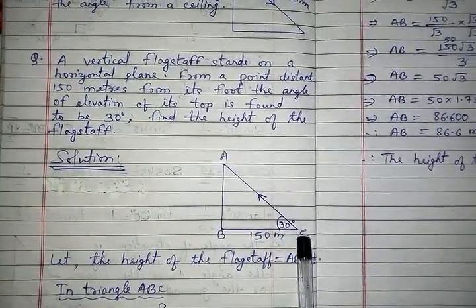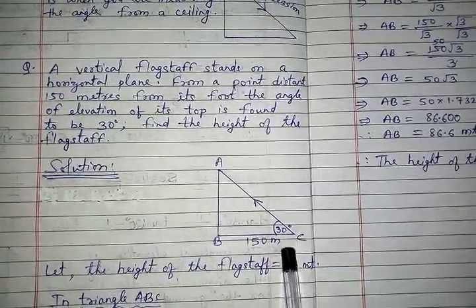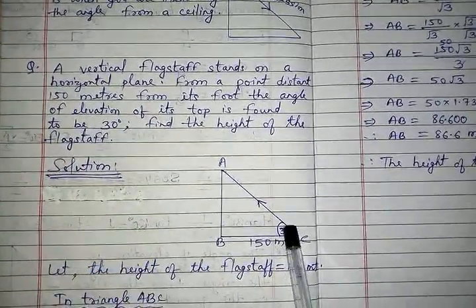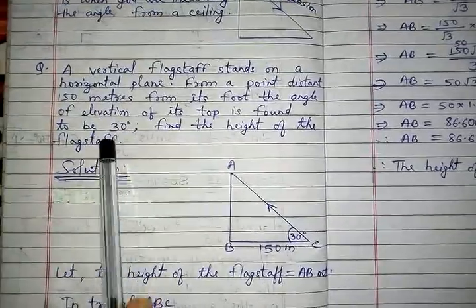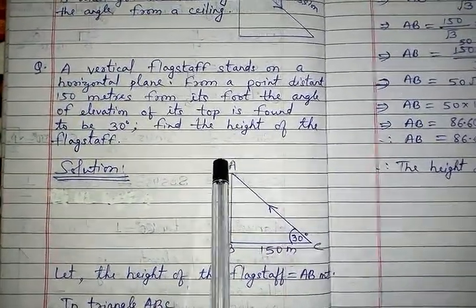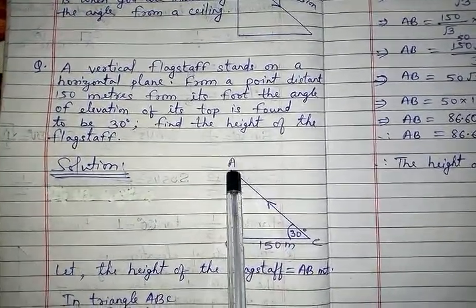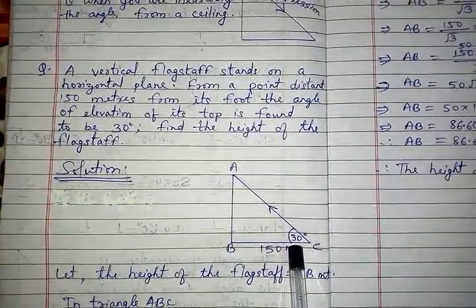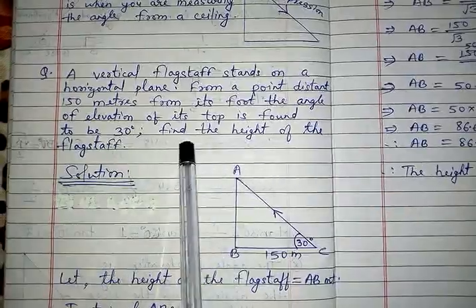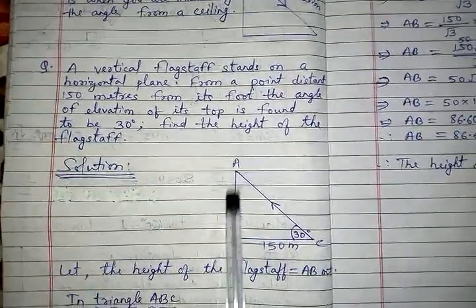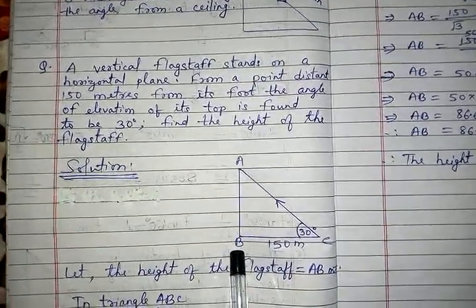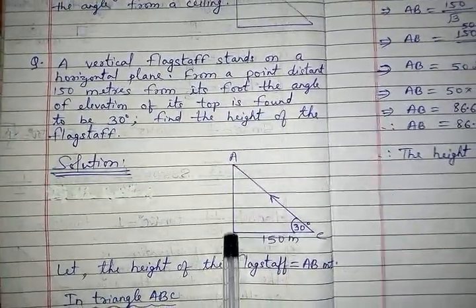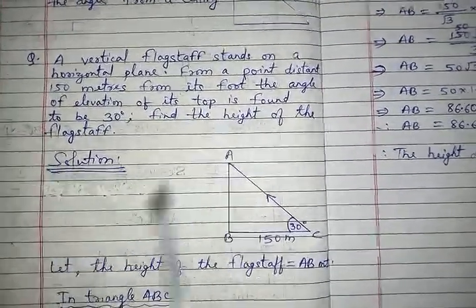Suppose this is the point. From this point, if we see the top of the flag staff, that is the angle of elevation, then it is found to be 30 degrees. So from here, when you see the top of the flag staff, it is observed at 30 degrees. That is the angle of elevation. Find the height of the flag staff. So this angle is given, and we have to find the height of the flag staff.